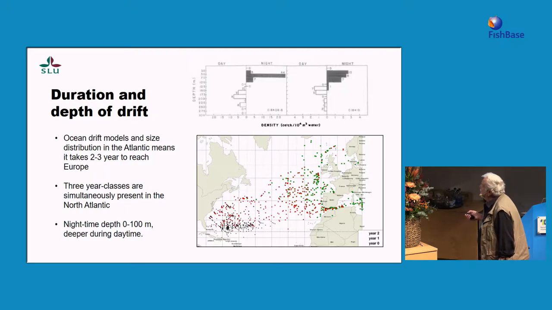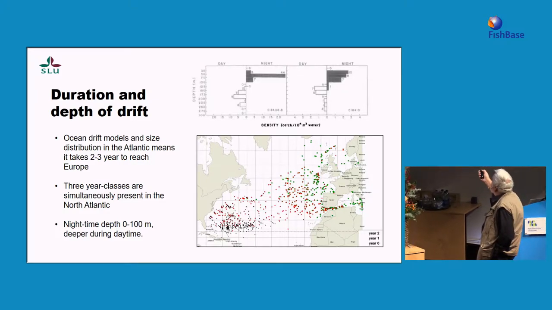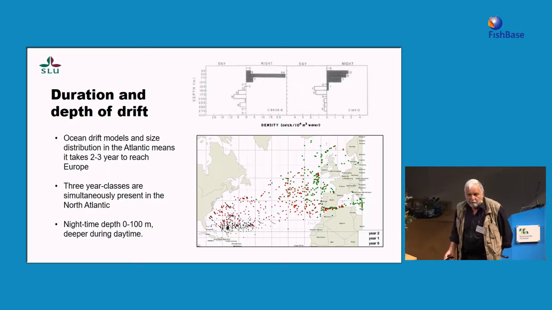Another way to illustrate this gradual and long drift of the eels is this, which is based on the length cohorts. There are three cohorts of larvae present at the same time in the Atlantic, and the black dots here are catches of the 0 year class, red the 1 year class, and green the year class two.